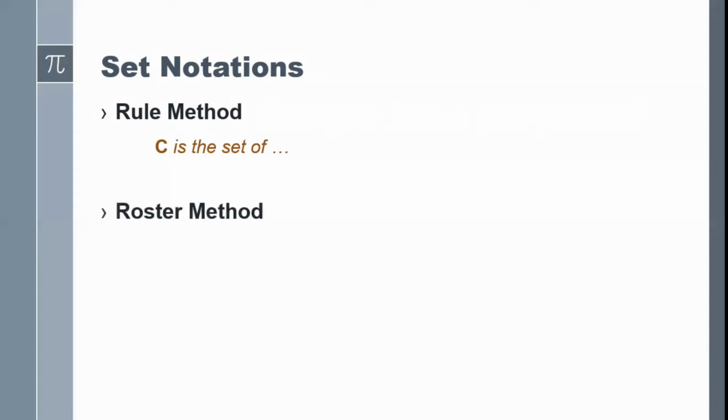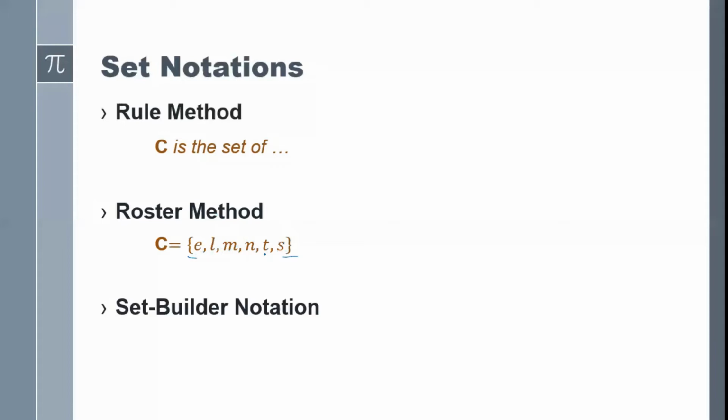Another way is by using the roster method, or we call this one the listing method, because in this way, the elements of a set are listed inside the braces. So just like this, I'm listing down the letters found in the word element. So I have here E, L, M, N, T, and S. Take note that each element is separated by a comma. This is what we call the roster method or listing method.